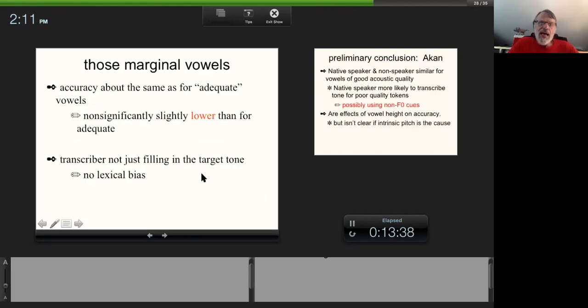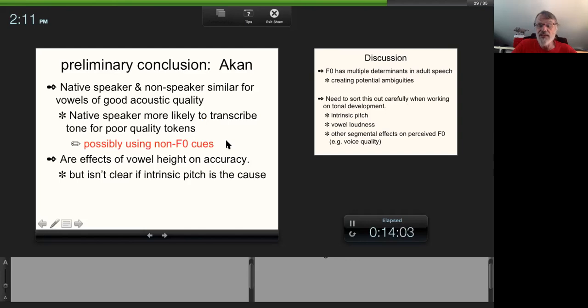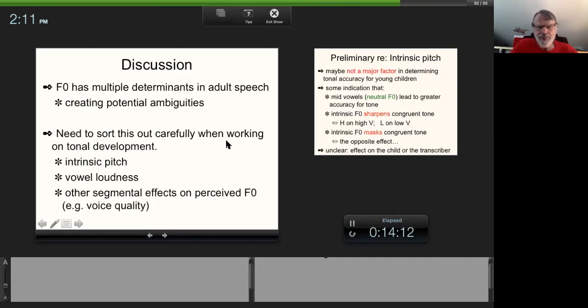When you look at whether or not the child was accurate for those marginal vowels, accuracy was the same as for the adequate vowels. In fact, just slightly lower. And that means that the transcriber was not just automatically filling in the target tone and was not showing a lexical bias, but presumably actually was focusing on non-pitch related cues, which I as a non-speaker did not have access to. And again, we found an effect of vowel height, but maybe not of intrinsic pitch.